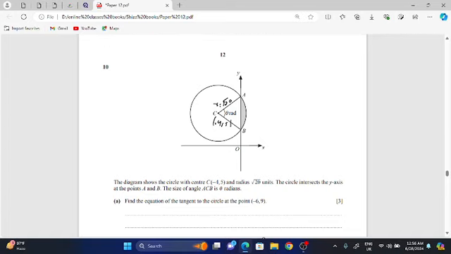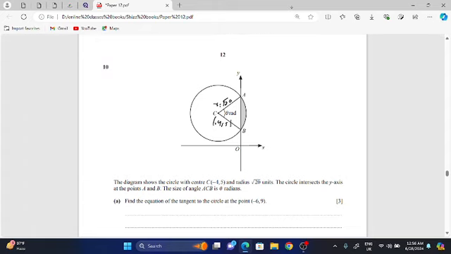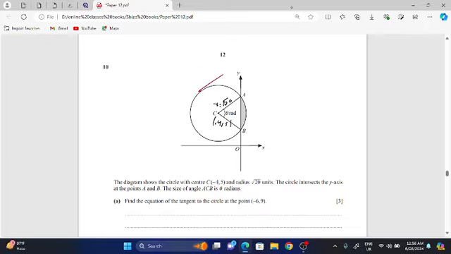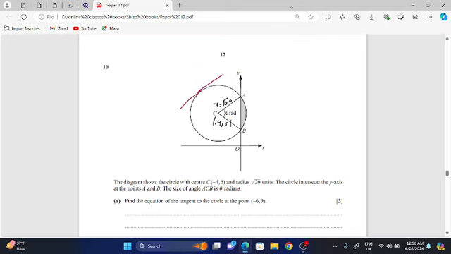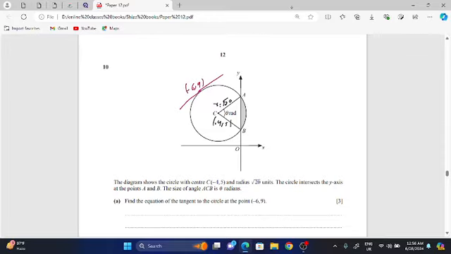You need to find the equation of the tangent to that circle. It means that there is some line that cuts the circle at a single point, that is (-6, 9). So you need to draw a line that touches the circle at only one point. For example, this is the point. A line passes through it and the point is (-6, 9). This is your point.